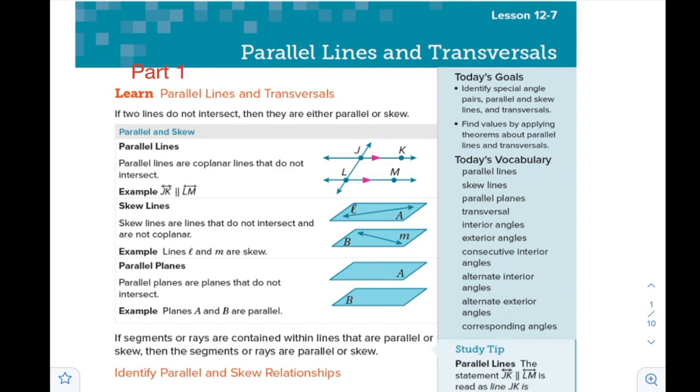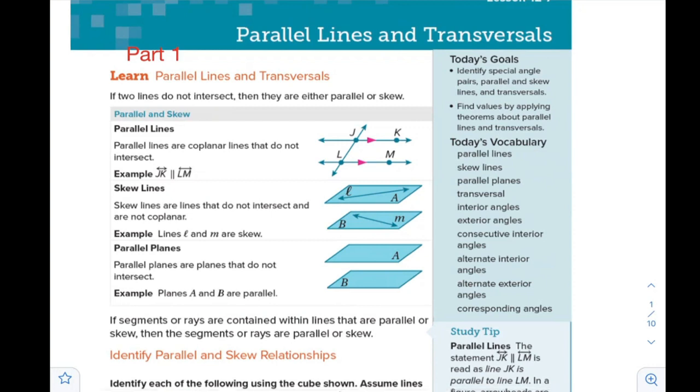And this is part 1, الجزء الأول. First part will include parallel lines and transversals. We will learn what is the meaning of parallel lines and what is the difference between parallel lines and skew lines. If two lines do not intersect, then they are either parallel or skew.